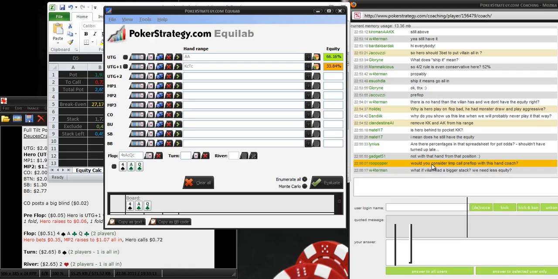Would you consider limp calling preflop with this hand? Nope, I would never consider limp calling. And UTG, this hand of course should be a pretty standard fold.